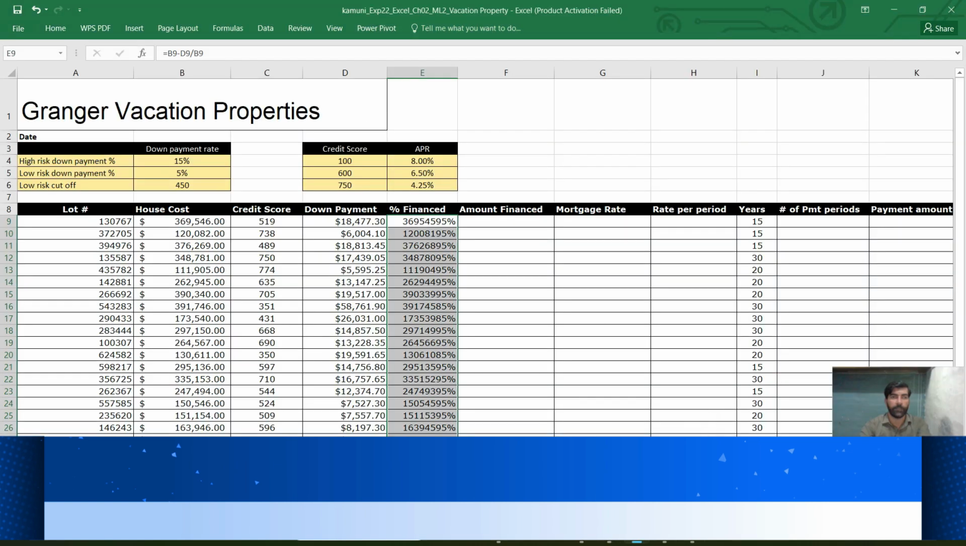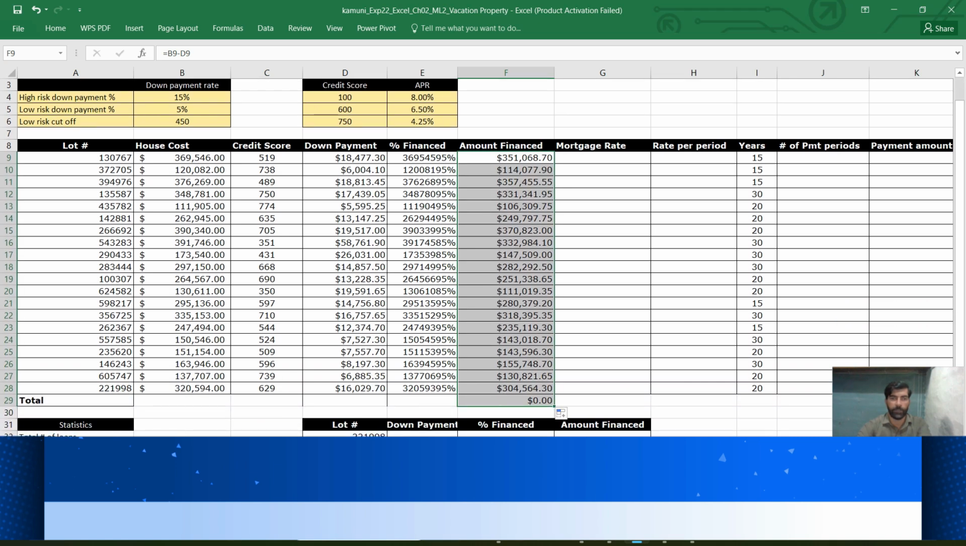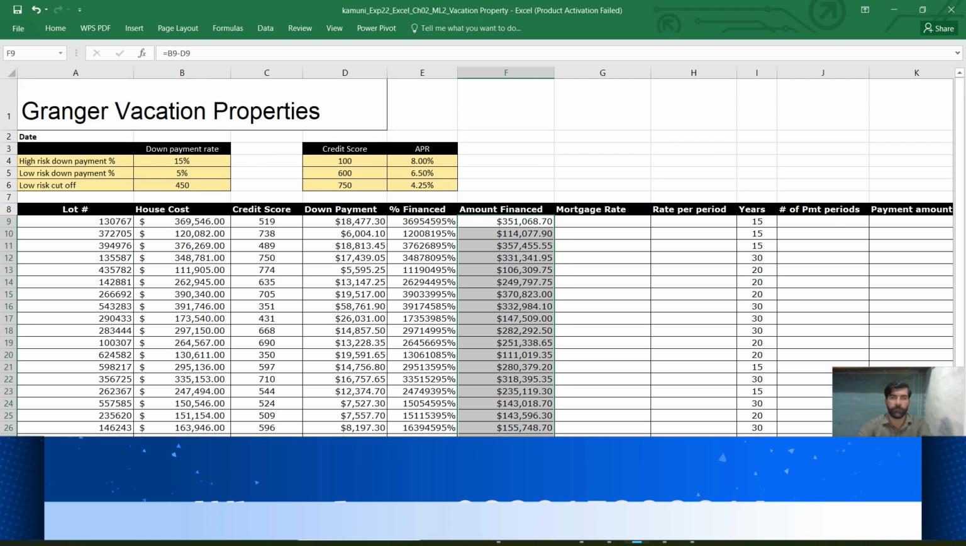In F9, put here equal, and this is the purchase price minus this is the down payment, and just enter it and copy the formula down till F28. So remove this last entry. This is step number 4 I have completed so far.